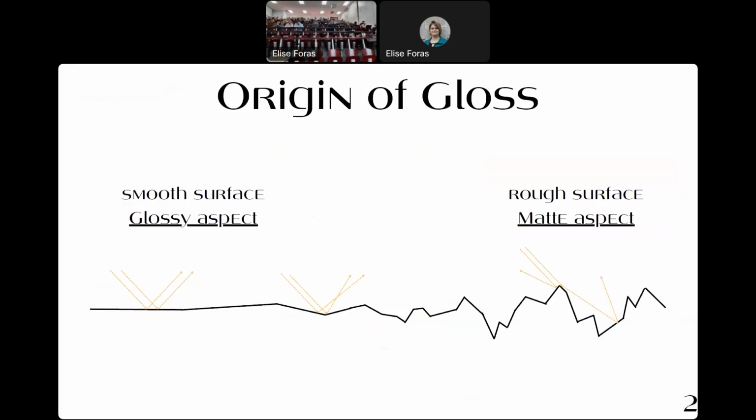So what is the origin of gloss? The origin of gloss is the roughness of the surface. If we have, for example, a smooth surface, the light coming from one direction will be reflected in only one direction, like a mirror, so we will have a glossy aspect. And on the contrary, with a rough surface, the light coming from one direction will be scattered in all directions by the rough surface, so we will have a matte aspect.